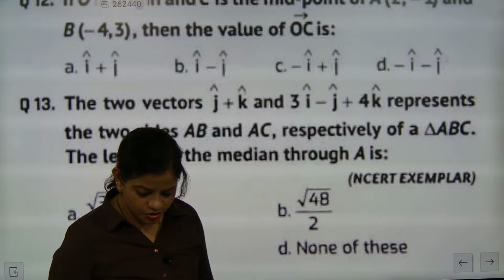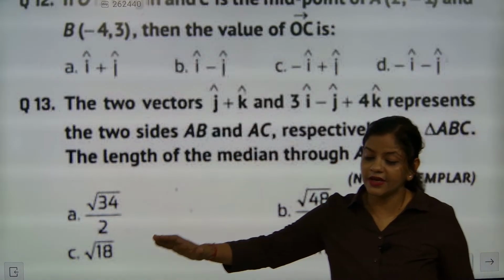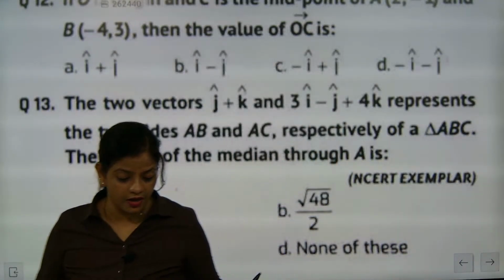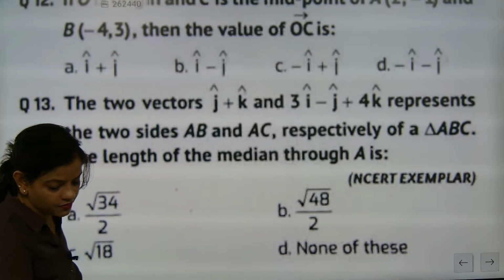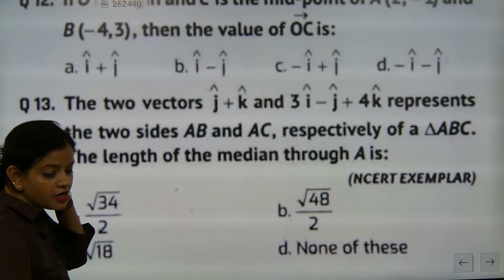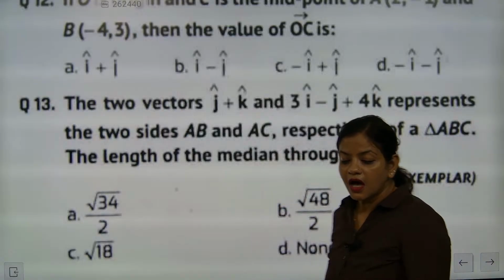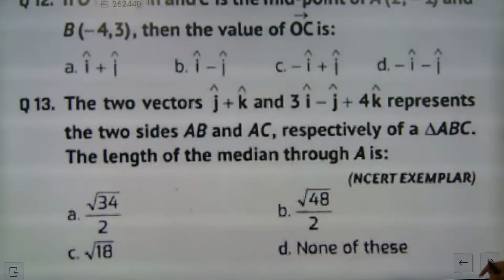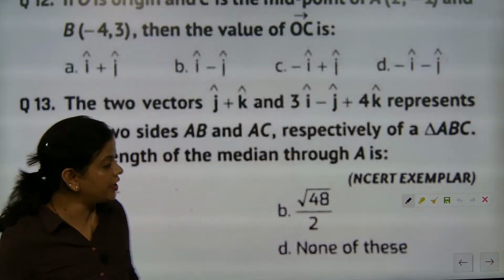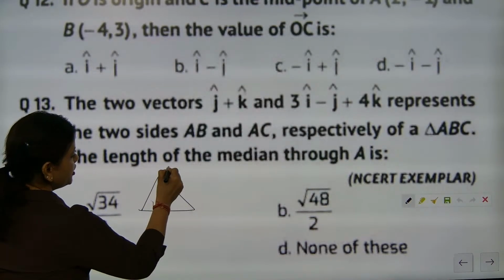Kitty, try this question, but don't leave it. Two vectors represent the two sides AB and AC respectively of a triangle. The length of the median through A. It's a very clear-cut question. One formula is there, that formula I'm giving you. These median-related questions are very hot favorite questions. For this session, you can expect all tough questions. Here, very simple part I'm telling you. You apply this method and you will be able to do it.